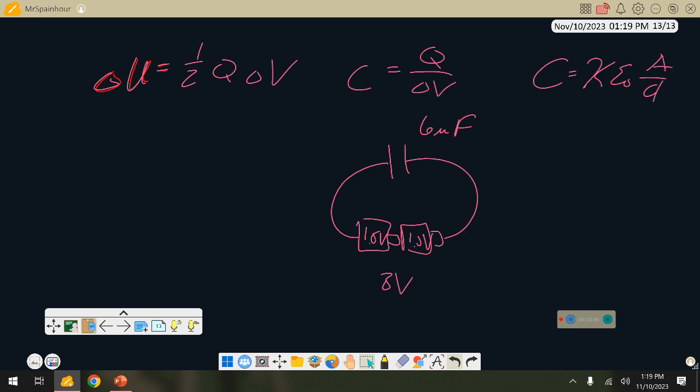Using my equation up here, I should get charge is equal to capacitance times voltage, or 6 microfarad times 3 volts. Watch this because it's going to help you out a lot moving forward. How much charge is stored? Don't worry about this micro. Literally go 3 times 6. It's 18 microcoulombs.